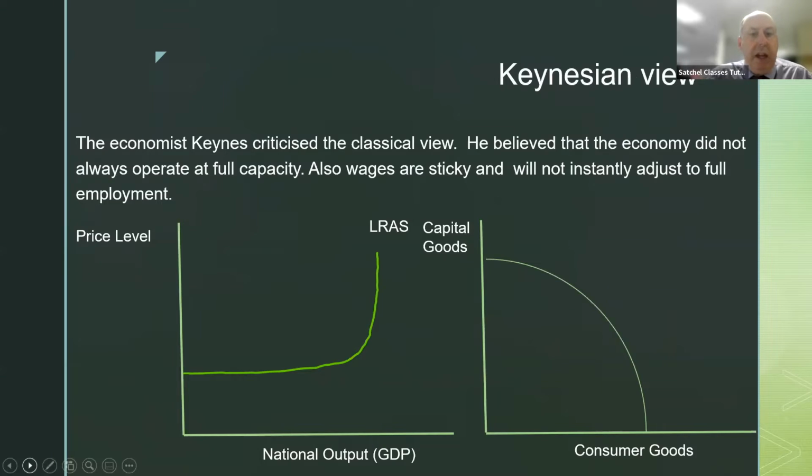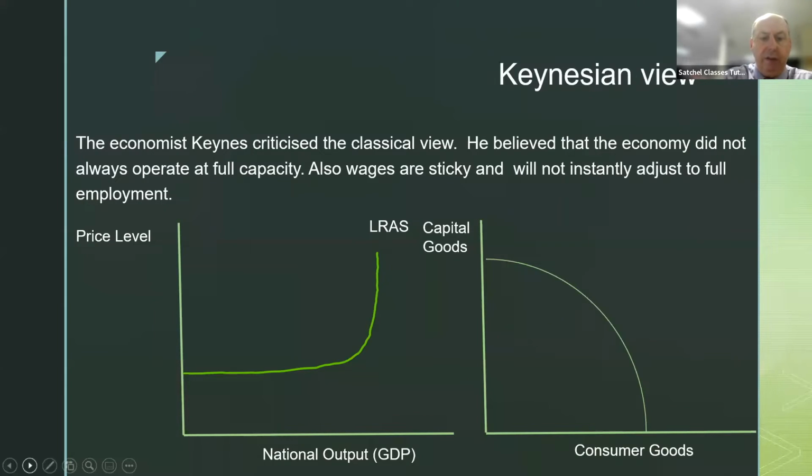Now, the economist Keynes criticised the classical view. He believed that the economy did not always operate at full capacity, and wages are sticky. They don't just instantly adjust to full employment. There is a bit of time between full employment and wages rising. So we can see here our diagram. We've got price level and national output again on the bottom.